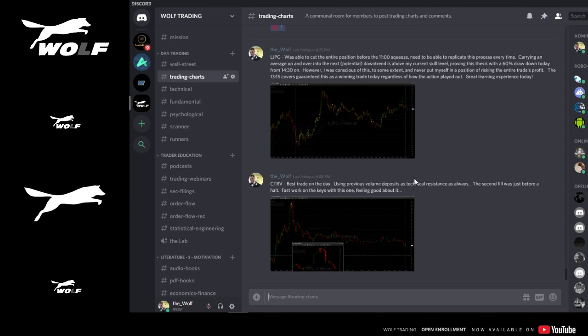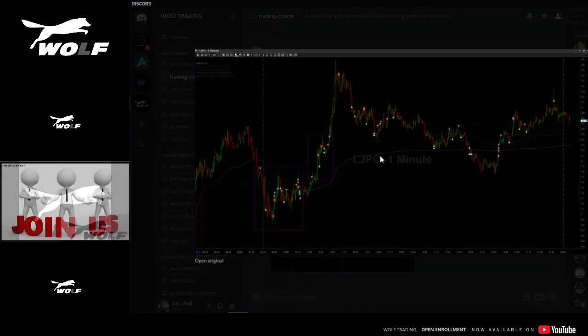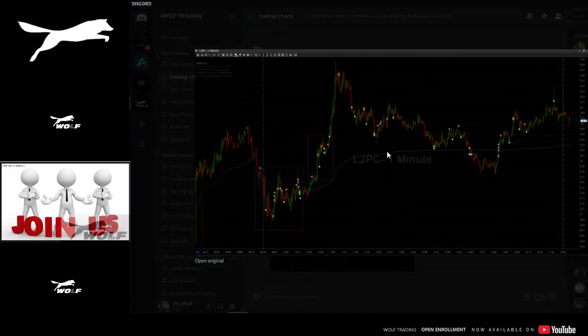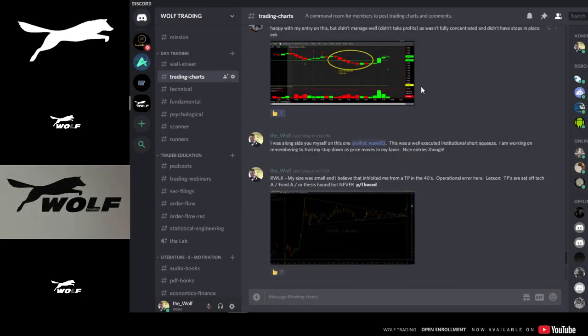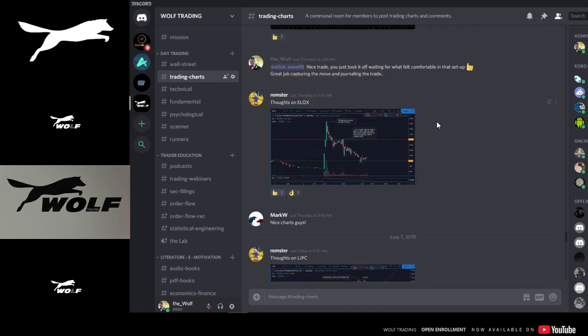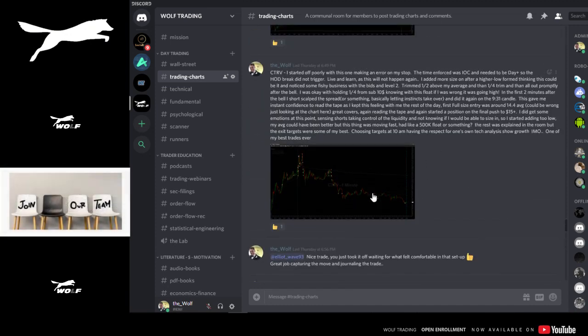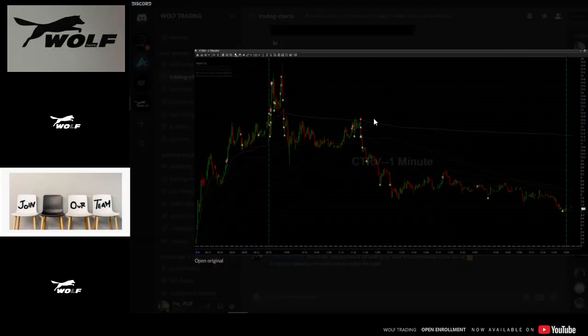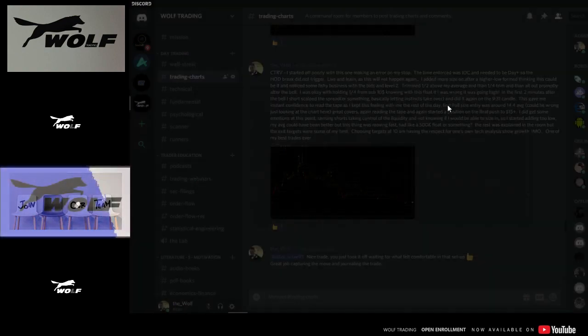So these are some recent trades that we go over. We post them in the room. Like I said, everyone has a growth mindset in the room. We're just looking to see how we're doing. Let's see if I can find a decent trade. CTRV, that was a good trade.